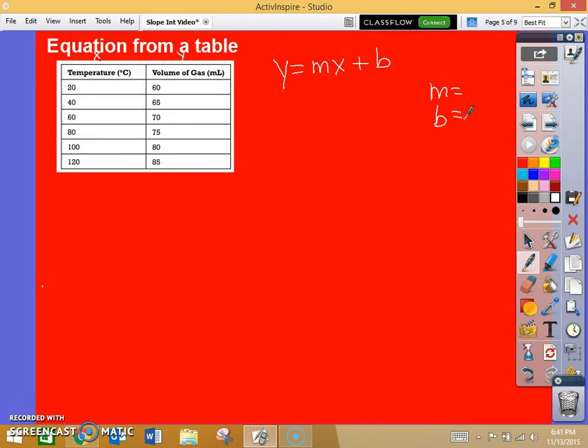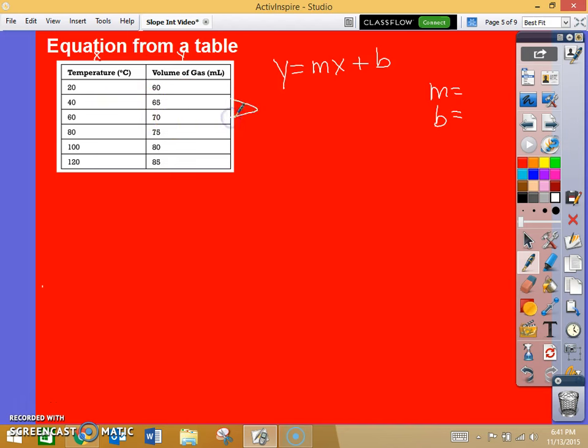What we like to do is figure out how much we're changing by on each side of the table. So you pick 2 random points. They don't have to be right next to each other. They don't have to be the first 2. They don't have to be the last 2. It doesn't have to be the first and the last. The beauty of a linear function is the slope is the same anywhere. So I'm just going to pick these 2 points right here.